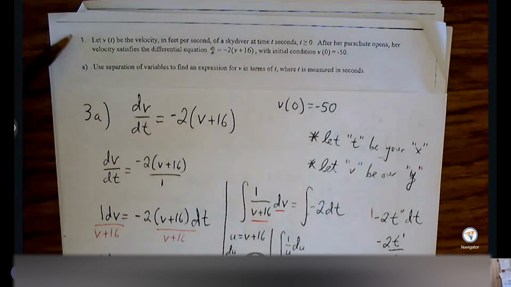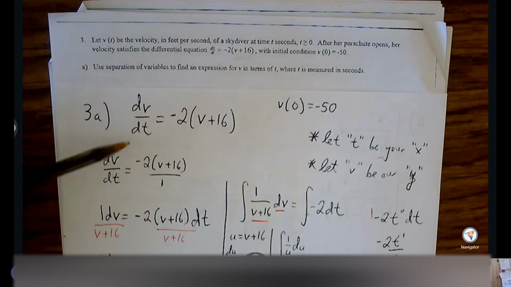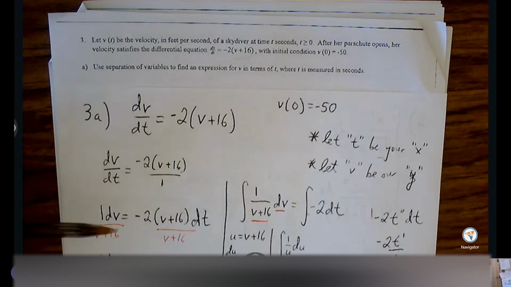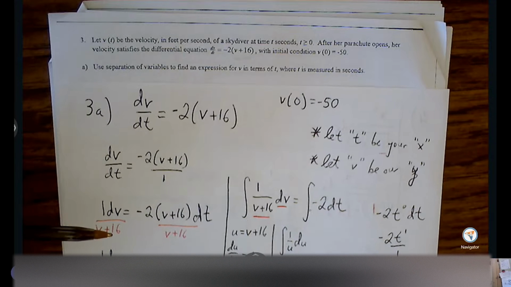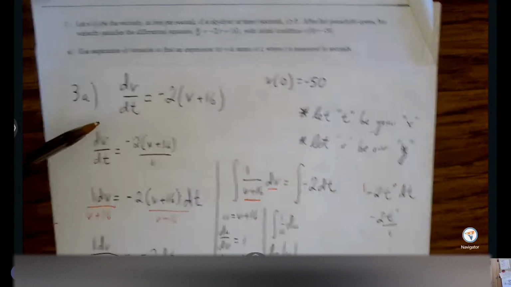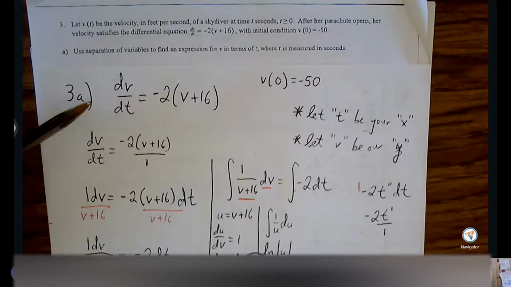We stopped at number 3, where we separate the variables in terms of v and in terms of t. Let me just recap this problem. I know we finished it, but let me just recap the steps, and then we can move on to the rest of worksheet 1. And we talked about how not all of our differential equations are going to be in terms of x and y.